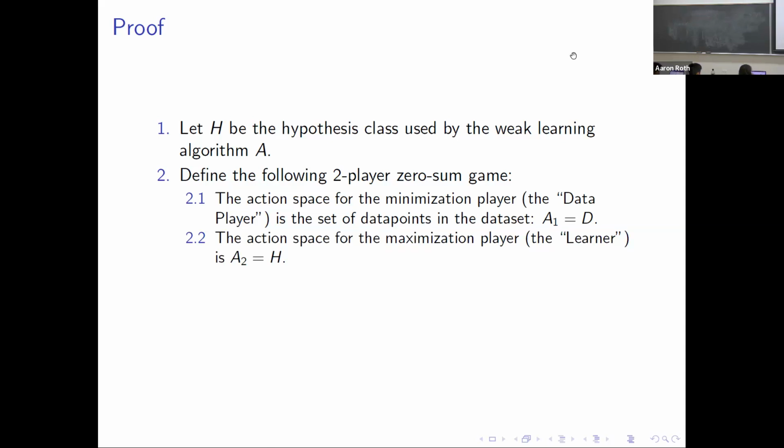And the action space for the maximization player, which I'll call the learner, corresponds to the hypothesis class of the learning algorithm. Out of all of the hypotheses that the learning algorithm might output, like a decision tree of depth 4, for example, a pure strategy of the learner corresponds to one of those models aimed at predicting labels from features, and a mixed strategy for the learner is a distribution over models, a weighting of the hypotheses.